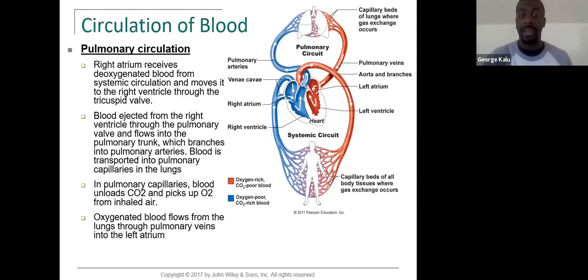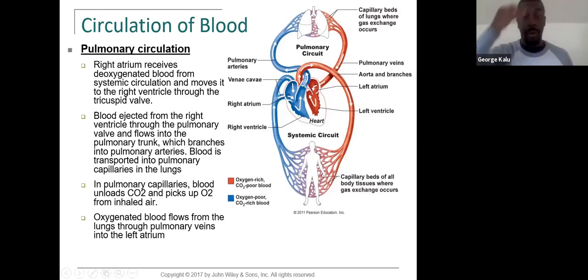That oxygenated blood, and now we have oxygenated blood, is going to then exit out of the lungs through the pulmonary veins. As it enters the pulmonary veins, it's then going to get delivered into the left atrium here.